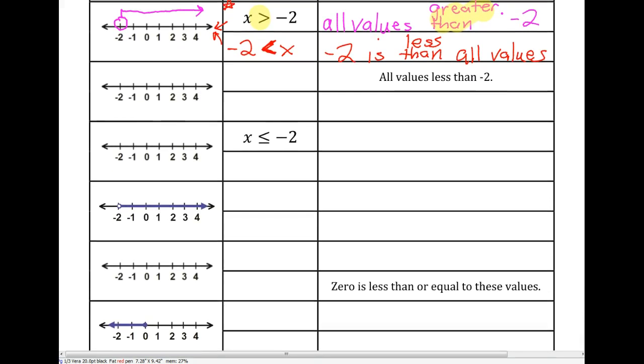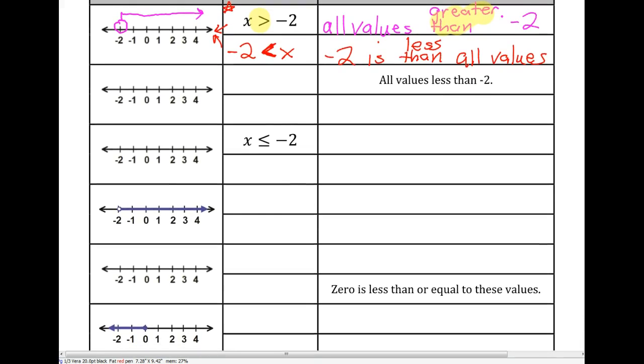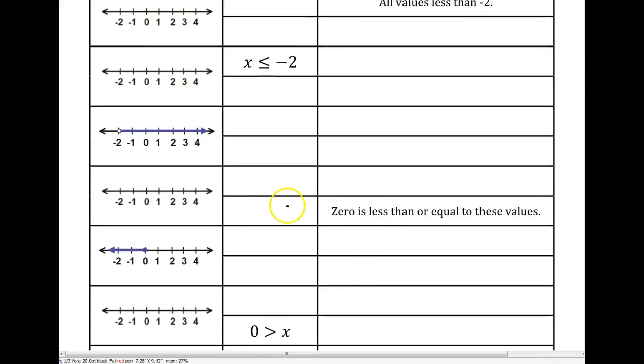Practice that, or go down to the fourth or fifth one down here. That if we say 0 is less than or equal to all the values, which direction will the graph go, left or right? Yeah, the graph goes to the right, because 0 is the smallest. 0 is less than all the answers. That means the answers start right here at 0 and go this direction.